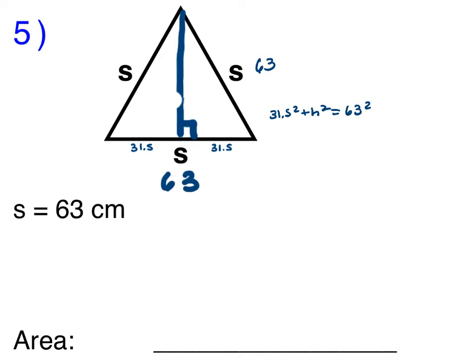Or we could do what we did before. This is 30, this is 60, and this is 90. This would be A, this would be 2A, and this would be A root 3. So my height would be 31.5 root 3. And I do 1/2 base, which is 63, times the height, 31.5 root 3.